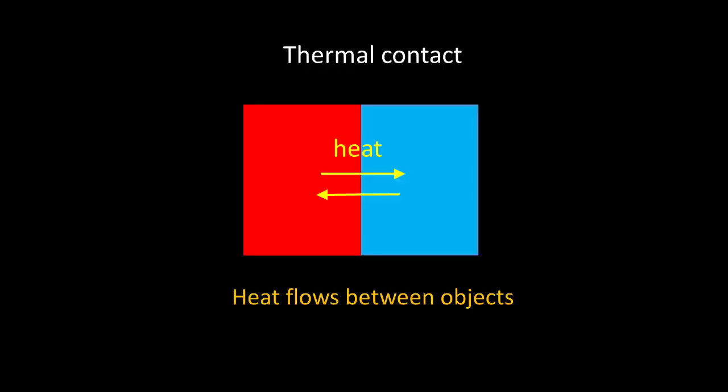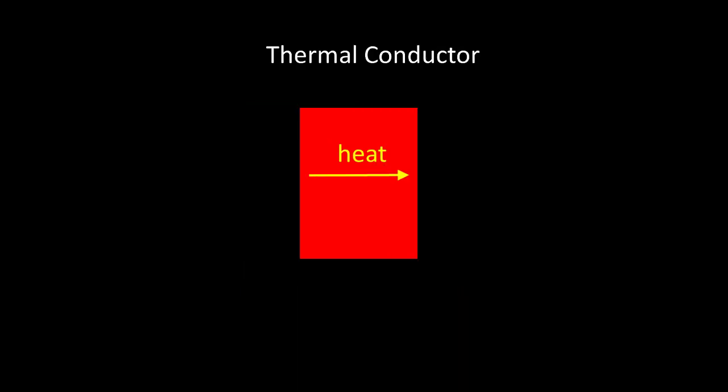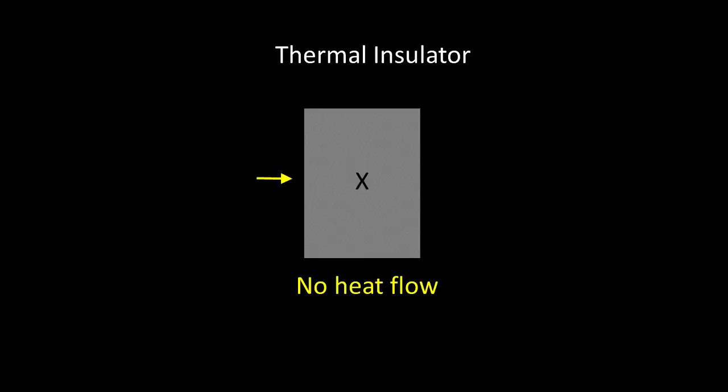We will now consider what happens when objects are placed in thermal contact. Thermal contact between two objects means that heat can flow between them. Matter that allows heat flow is a thermal conductor, and if it prevents heat flow, it is a thermal insulator.